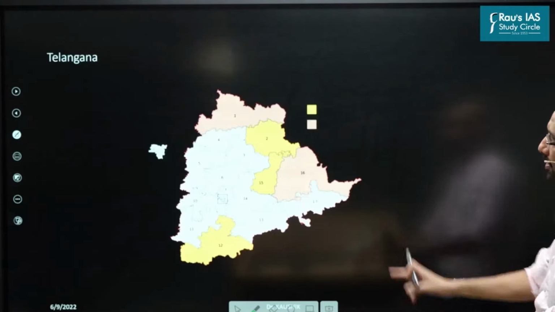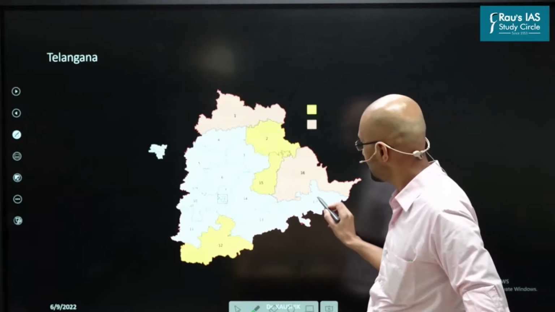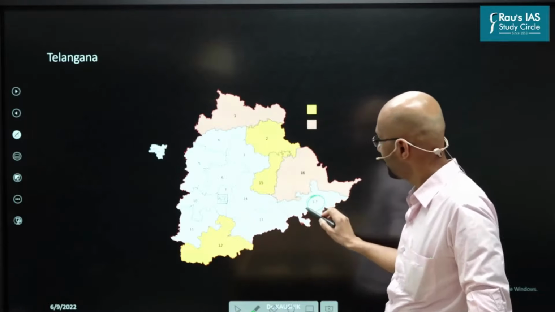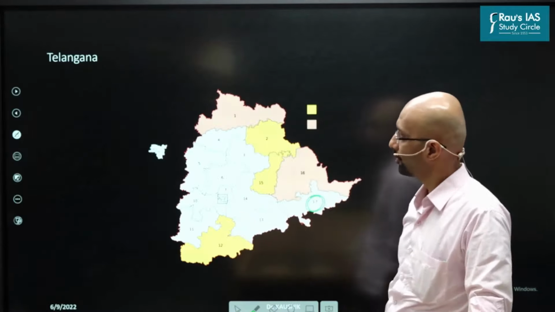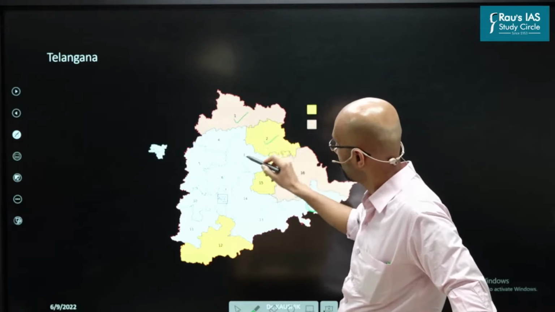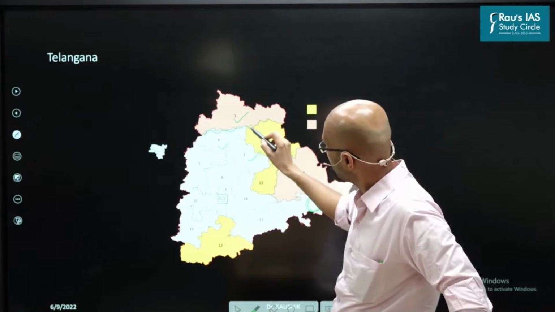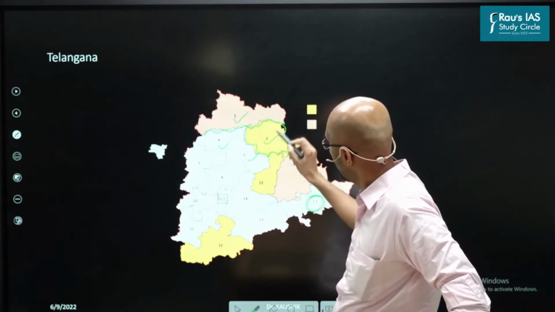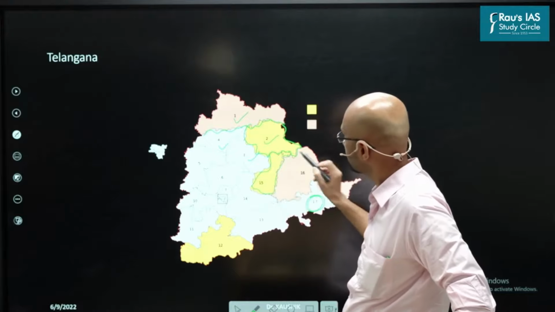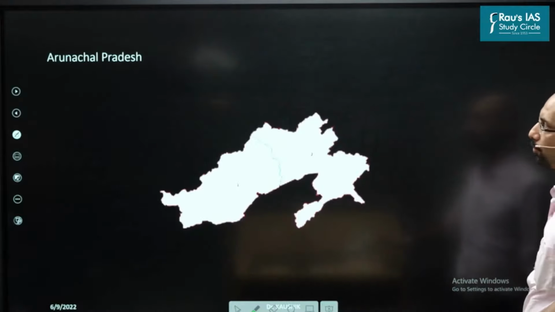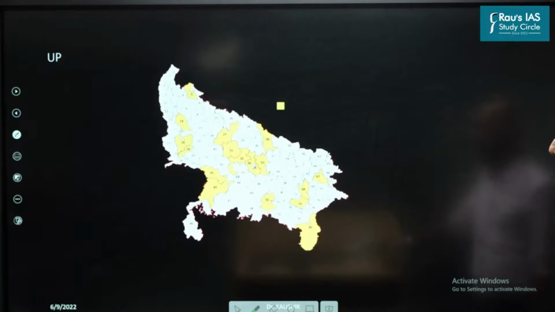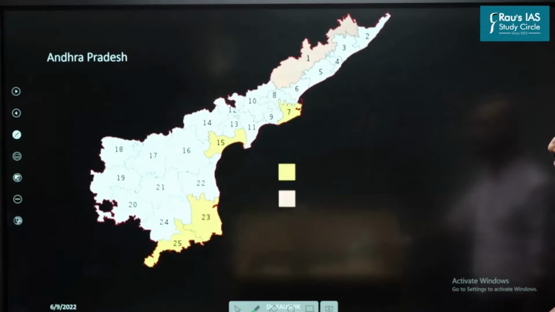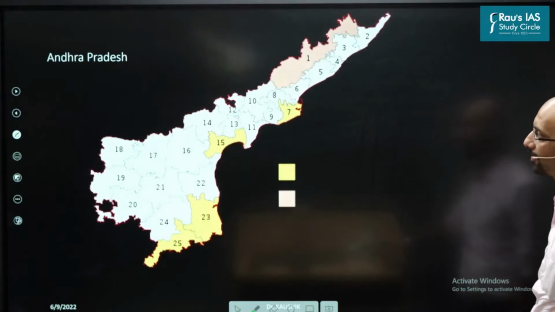So this is Telangana. Telangana has 17 seats in Lok Sabha. So we divide the map of Telangana into 17 territorial or geographical constituencies. Number one constituency, number two, number three, number four. And the boundaries of these constituencies are drawn in such a manner that as far as practicable, each has equal population. Arunachal Pradesh, UP, 80 seats in Lok Sabha. West Bengal, 42 seats in Lok Sabha. Andhra Pradesh, 25 seats in Lok Sabha.